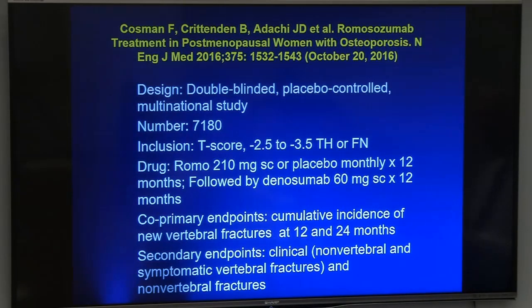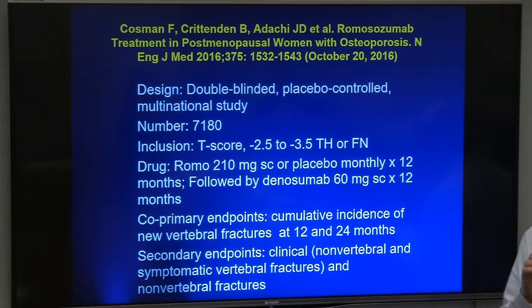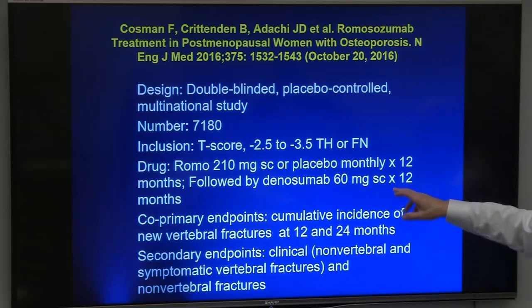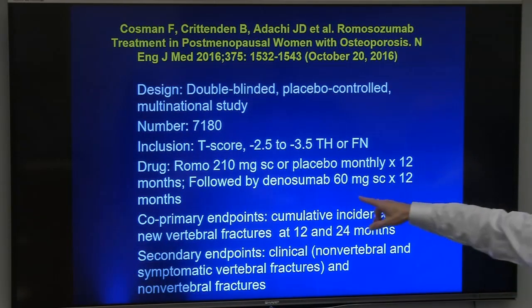So here is a study. Lewiecki was the first author on this paper in the New England Journal a year and a half ago. 7,000 postmenopausal women, double-blind, placebo-controlled. The T-scores, you're getting used to what these studies are. The dosing was 210 milligrams of Romosozumab. That means 3 injections on a monthly basis, because you can only put Romosozumab in solution stably at 70 milligrams. So it's shot 1, shot 2, shot 3, or shot 1, shot 2, shot 3 for placebo. And then it's a 12-month study, followed by 12 months of Denosumab.